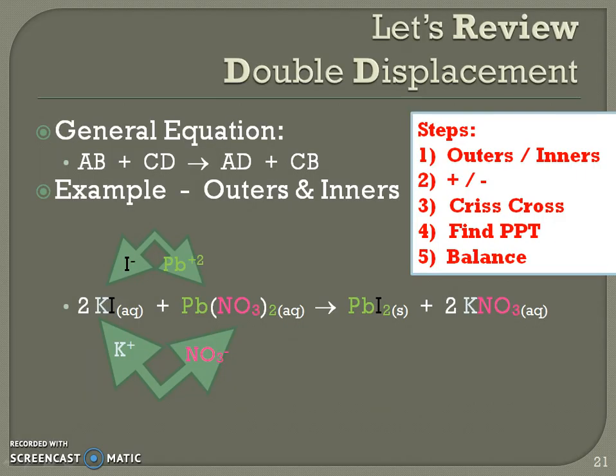So let's review double displacement. You should know how to do your outers and inners. I just want to make sure you understand that because the C here is a positive ion, the C as your product also has to be a positive ion. So my steps are inners and outers, or outers and inners. Positive, negative: make sure that your compounds always start with a positive ion and end in the negative ion. Crisscross those charges if you have to. Find that precipitate, and we're going to talk about that in a moment. And of course, then balance the overall reaction.